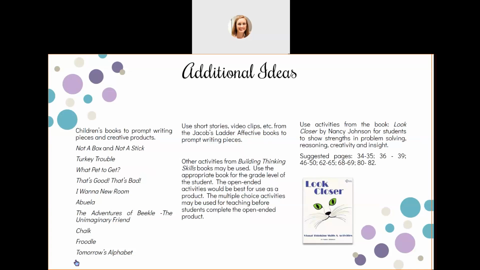Turkey Trouble is one you can use, especially during Thanksgiving, and get students to decide on a disguise for the turkey so that he's not eaten for Thanksgiving. So you could actually have them create the disguise and do a writing piece.